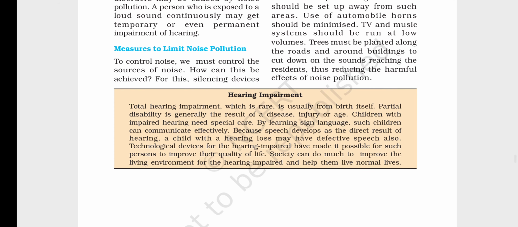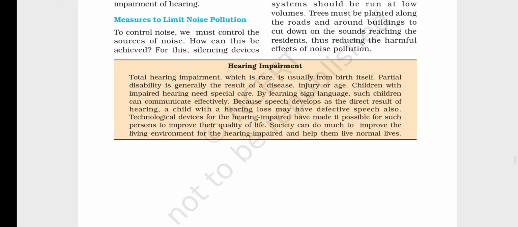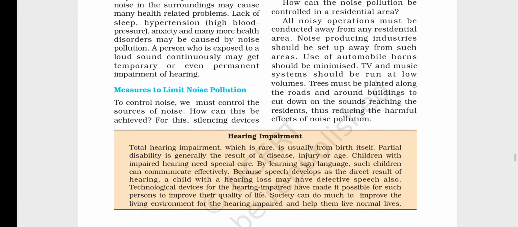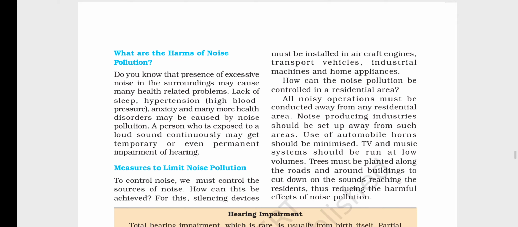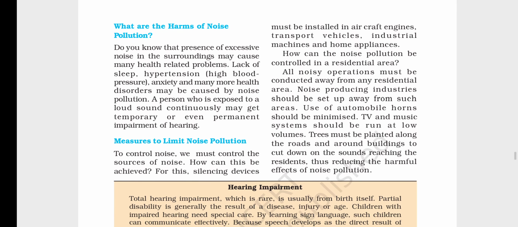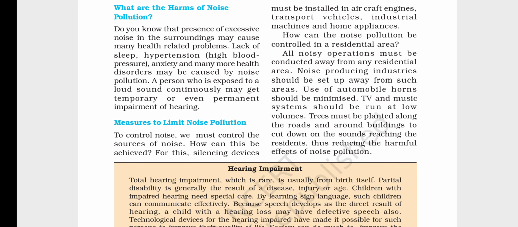There are measures to limit noise pollution. What are those measures? What should you do to limit or control noise pollution? How can this be achieved? For this, silencing devices must be installed in aircraft engines, transport vehicles, industrial machines, and some home appliances. How can noise pollution be controlled in a residential area?